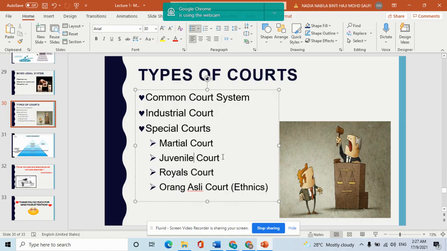Orang Asli Court, this is for the Aborigines, for Orang Asli, those who are born here in Malaysia, who have land here in Malaysia. Orang Asli, ethnics, Aborigines in Malaysia.